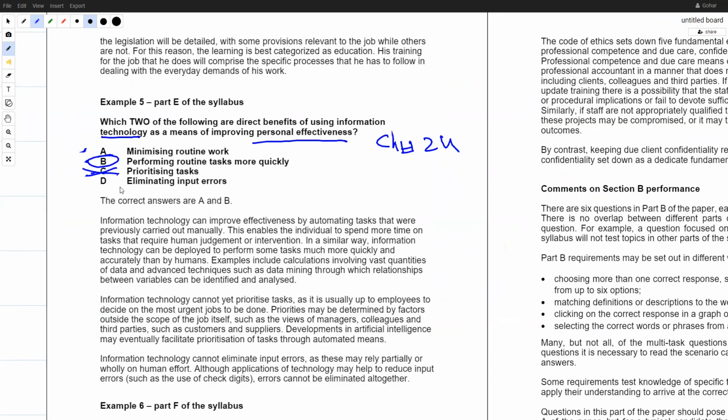Okay, now, is eliminating input errors a benefit of the IT? For example, if I'm playing a racing game right now and I'm racing some cars, what are the keys that I use in the computer? I use these types of keys to turn left, to turn right. For example, if I don't know how to use these keys to win, is the game going to let me win?